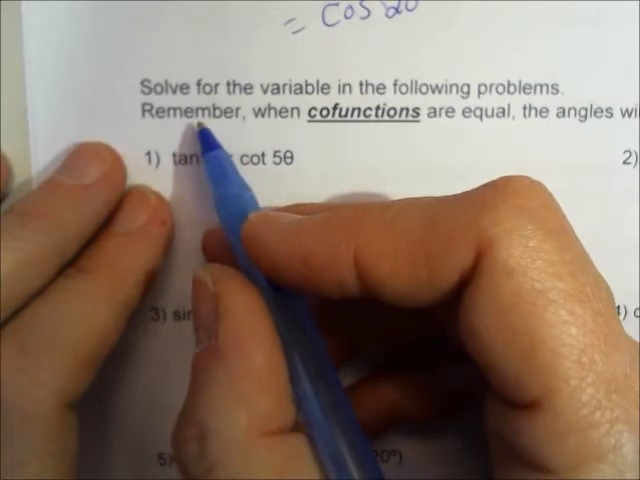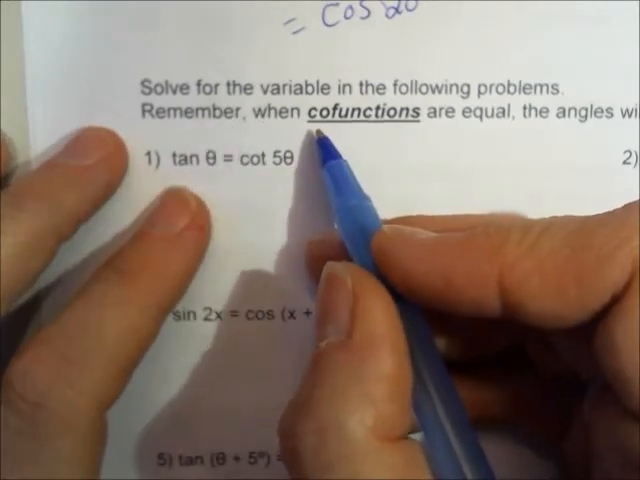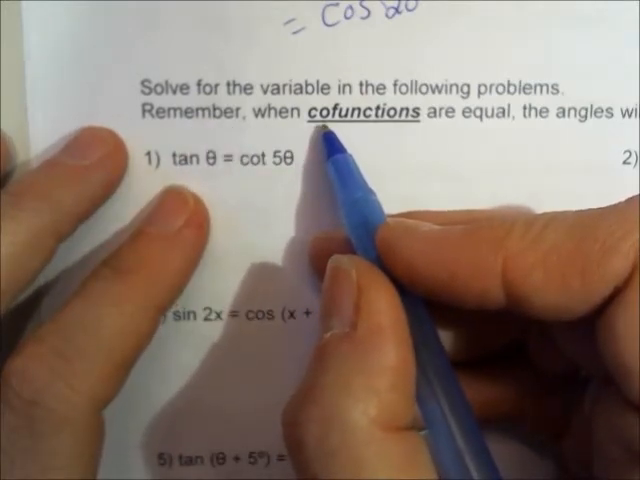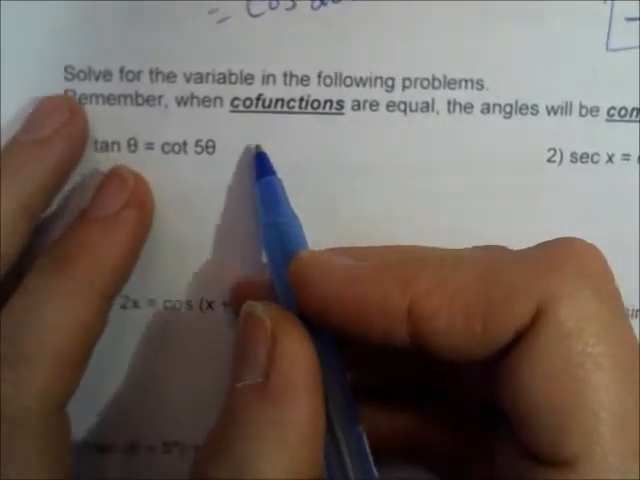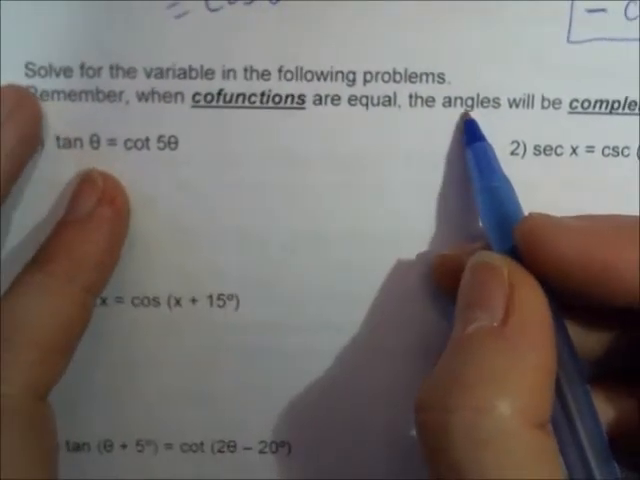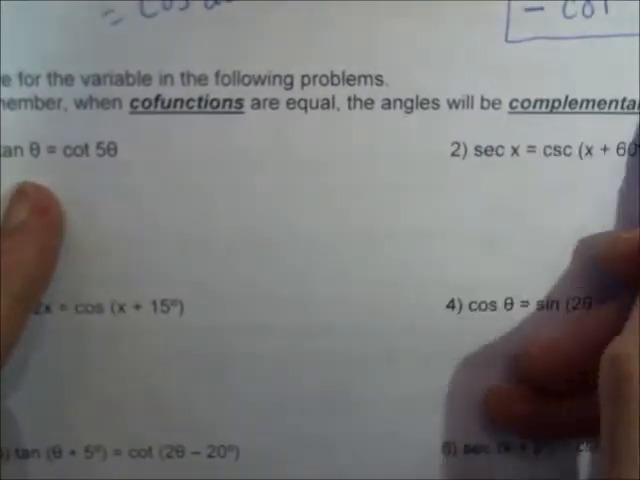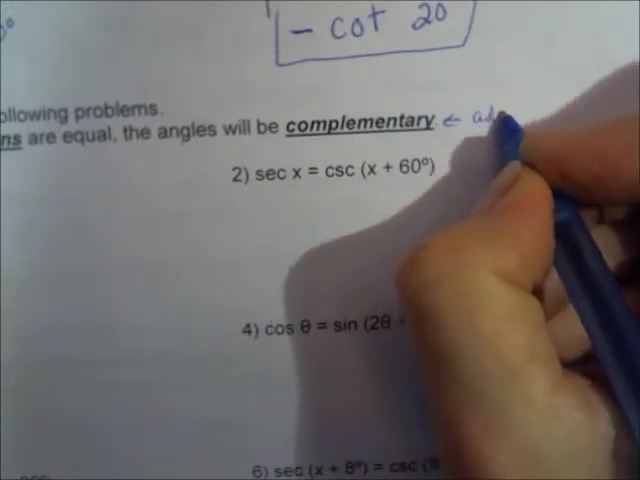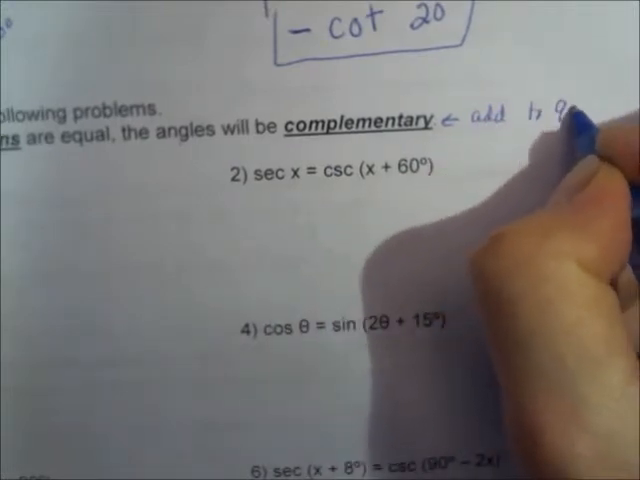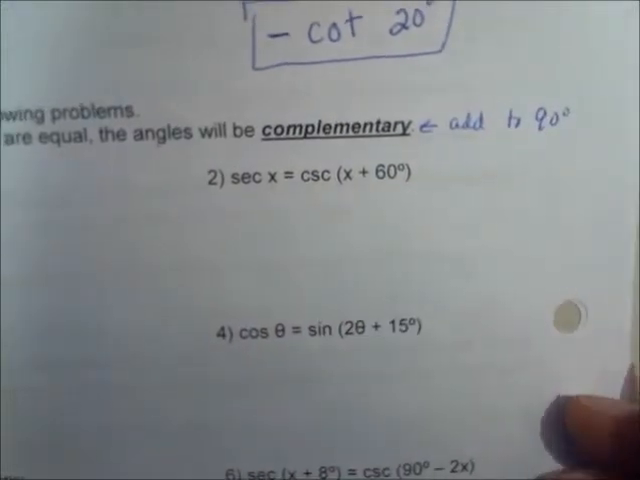And our little reminder here is that when two cofunctions are equal to each other, which is the case in all of these problems, the angles that come after those cofunctions are going to be complementary. And remember, complementary means they add to 90 degrees. So you should add that into your notes.